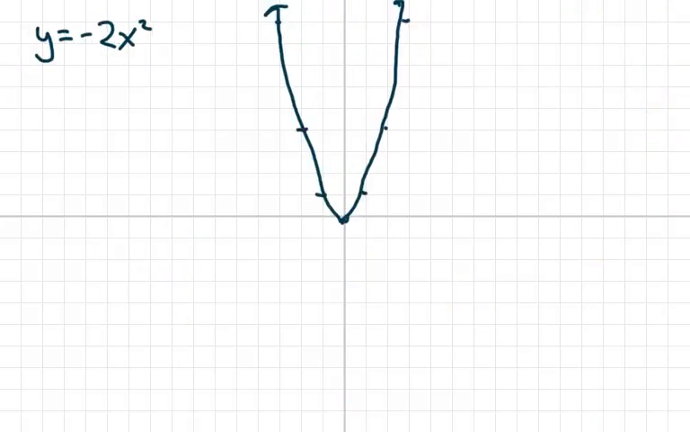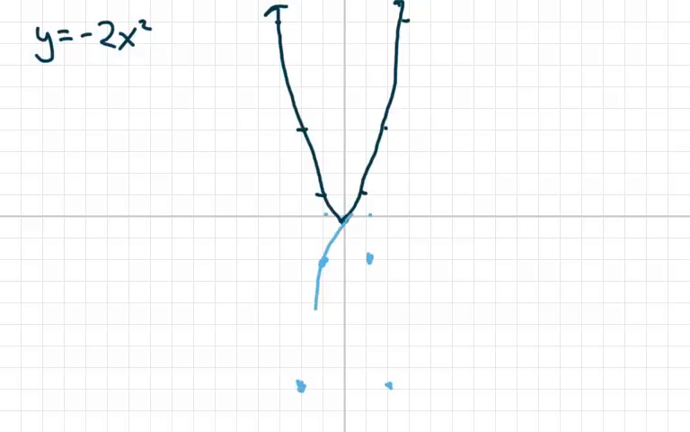Okay, the next one we have is a stretch, but it's a reflection. So basically, I'm going to reflect it, but then from 1, 1's going to go to negative 2. Negative 1's going to go to negative 2, and 1's going to go to negative 2. 2's going to go to 8. So it's just like the other one, but we reflect it down.